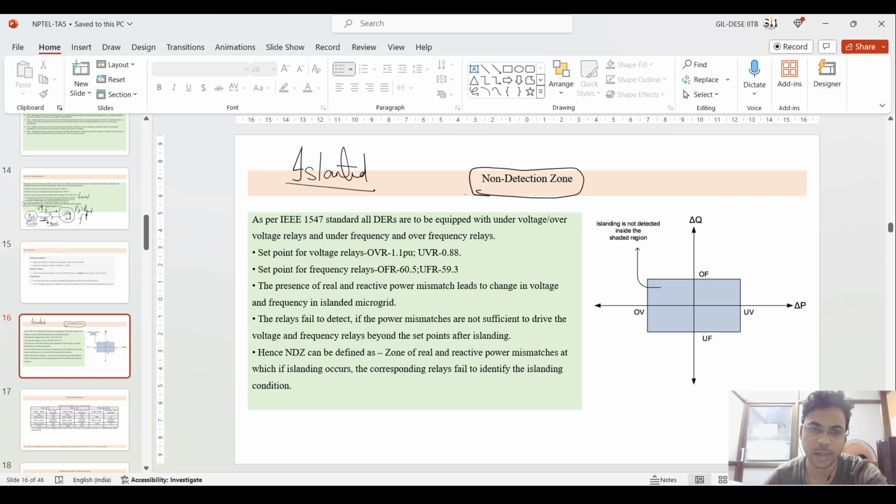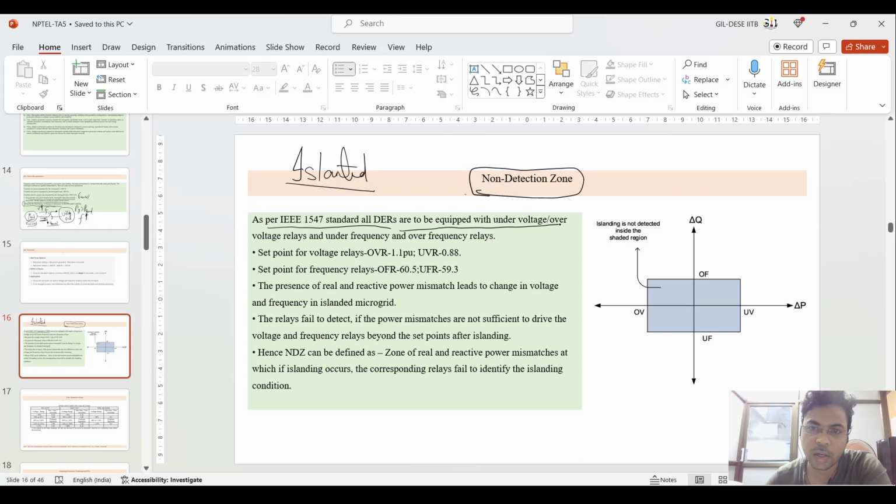The non-detection zone is such that, because we have studied the islanded situation, what is the definition, how it got islanded, and why it should not happen. We have solved one question also, on how much power needs to be transferred, and how over voltage, under frequency or over frequency happens.